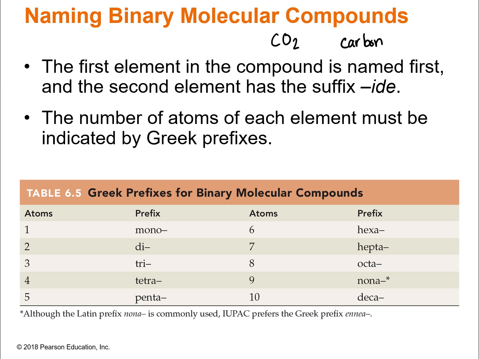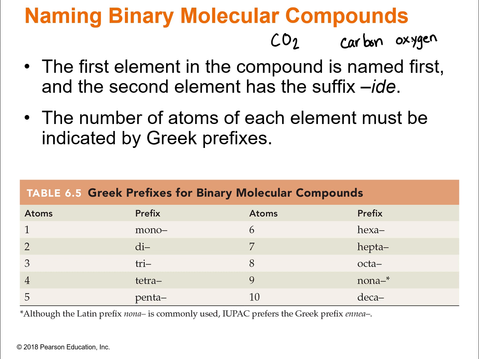There's only one carbon, but in this case, we're not going to use a prefix. For the first element, if there's only one, you just write the element name. You don't need to use a prefix. For the second element, you're going to replace the end of the word with IDE, just like you do for the monoatomic anions.